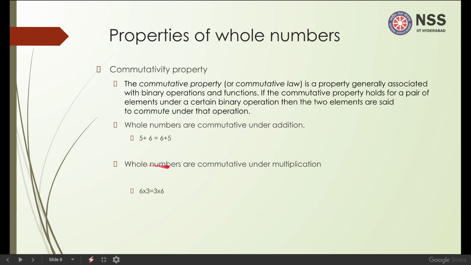Let us try multiplication. If we add 6 three times, we get 6 times 3, which is 18. Now, if we add 3 six times, we get 3 multiplied by 6, which is 18. So therefore, whole numbers are commutative under multiplication. So the order in which we multiply or add two numbers does not matter. Therefore, 5 plus 6 is equal to 6 plus 5, and 6 multiplied by 3 is equal to 3 multiplied by 6.